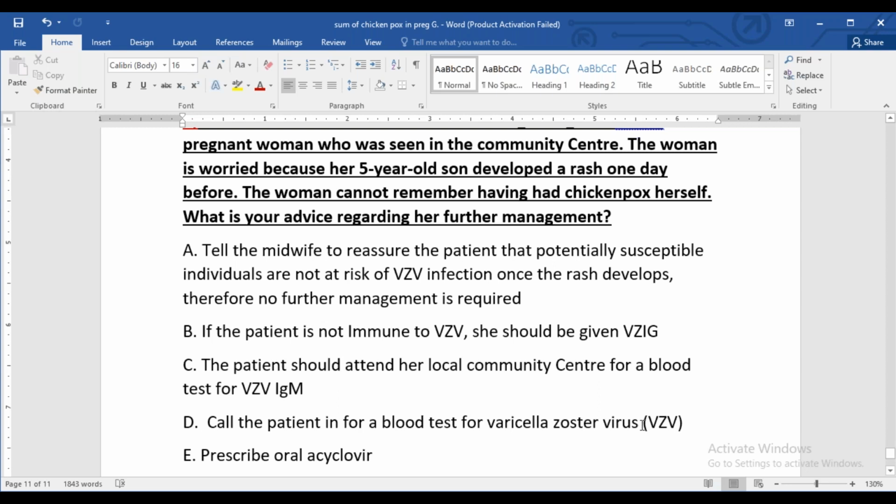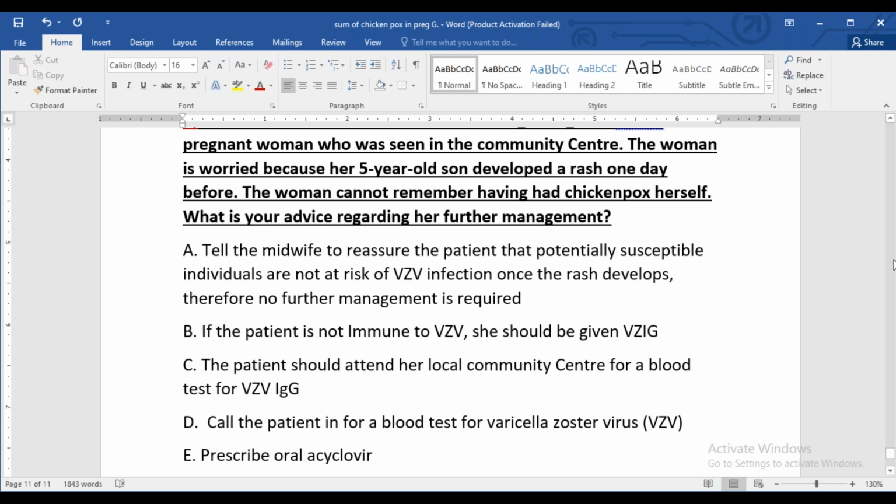No, sorry, it's not the varicella zoster virus test, because she didn't develop any rash. For varicella zoster virus, it is a swab from the vesicles, so it's not this one. And here I think we should check IgM. Wrong also. It's not the IgM, it's the IgG. The patient attends the local community center for a blood test for IgG to check whether she's immune or not. C should be the answer.